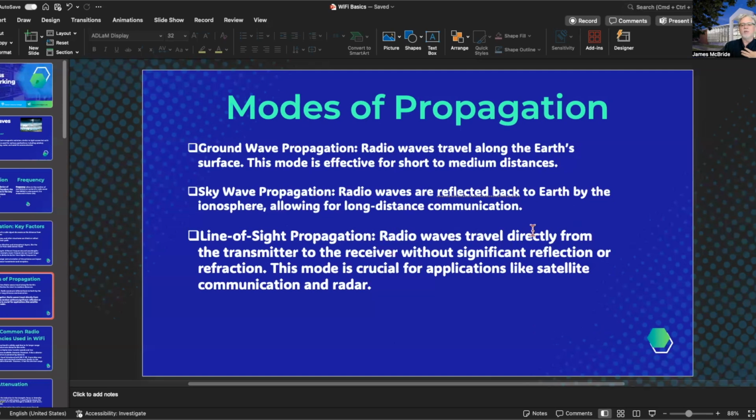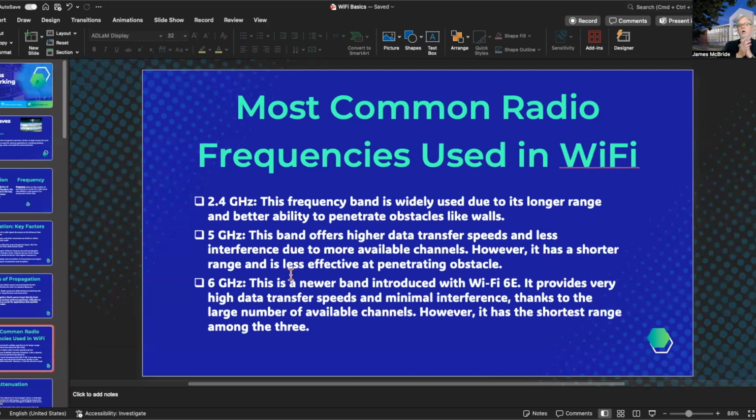And then, of course, what we're dealing with is line of sight propagation. The radio waves travel directly from the transmitter to the receiver without significant reflection or refraction. This mode is crucial for applications like satellite communications and radar, and for Wi-Fi. Line of sight is important.